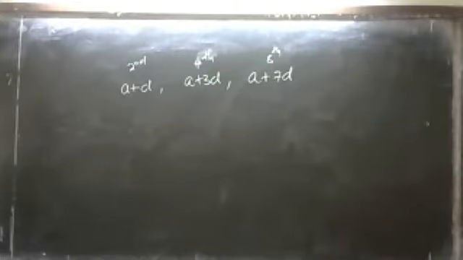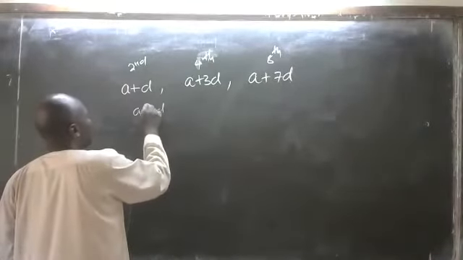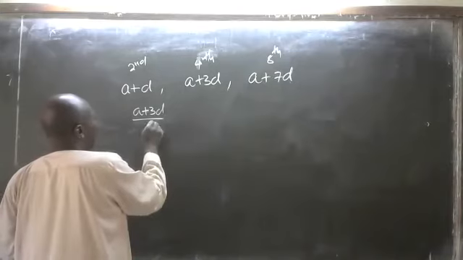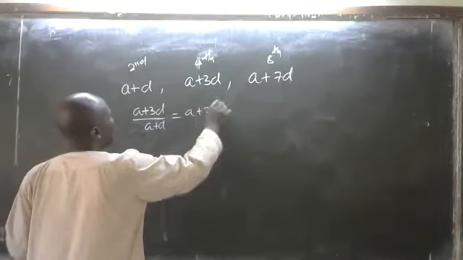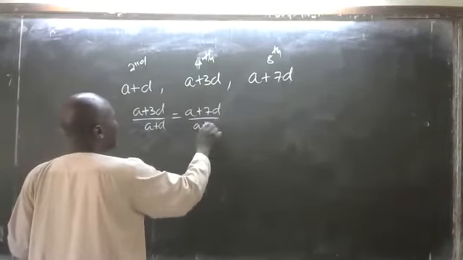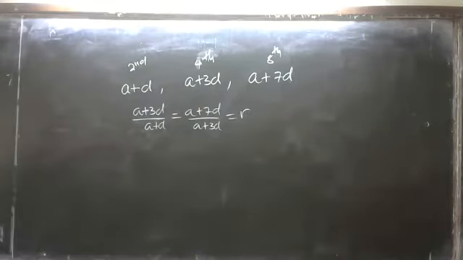Get it? So which means A plus 3B over A plus B is equal to A plus 7B over A plus 3B, which is equal to the common ratio. The second, the fourth and the eighth terms of an AP are a GP. If I divide those adjacent terms, they should have a common ratio.